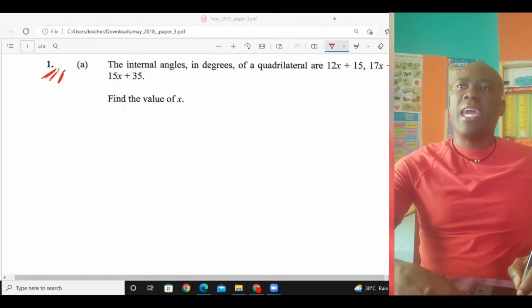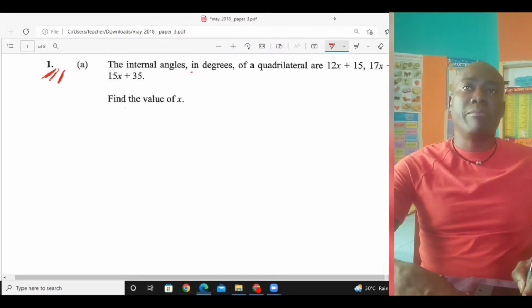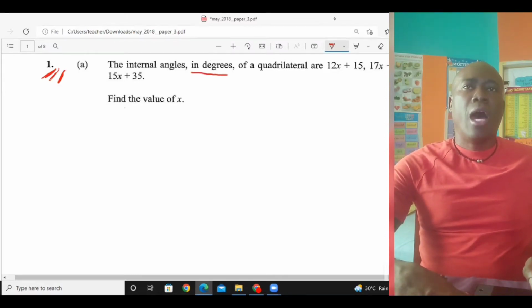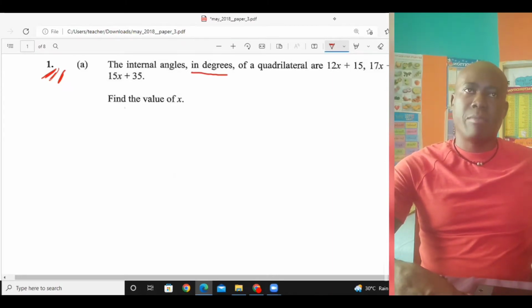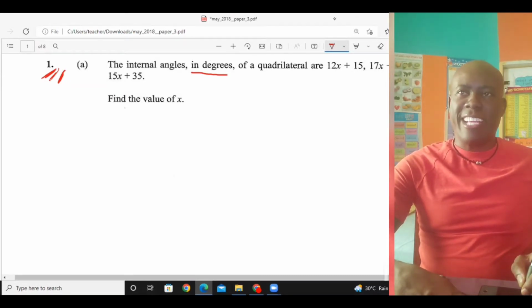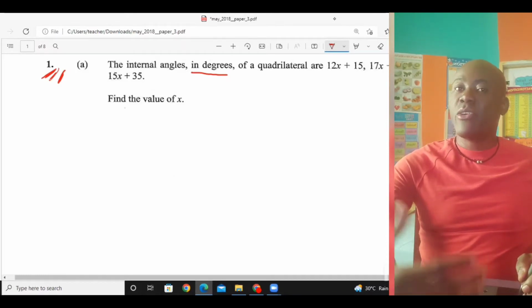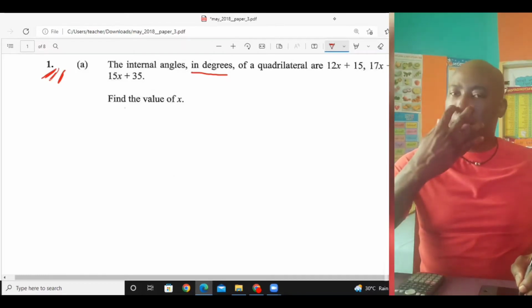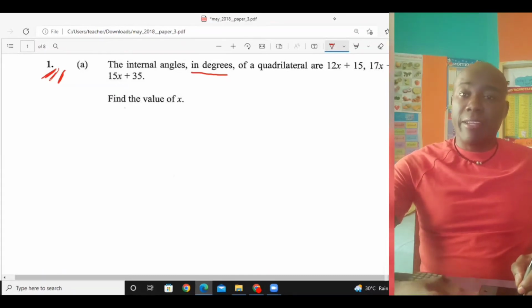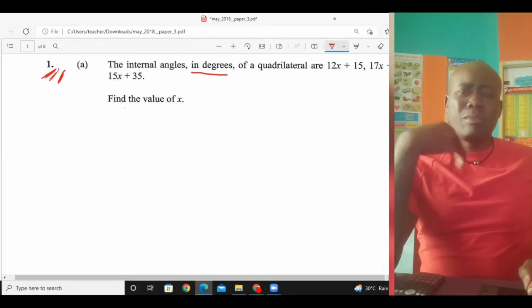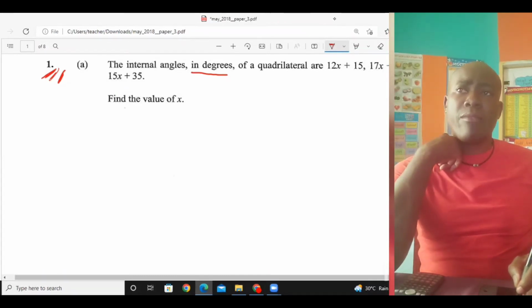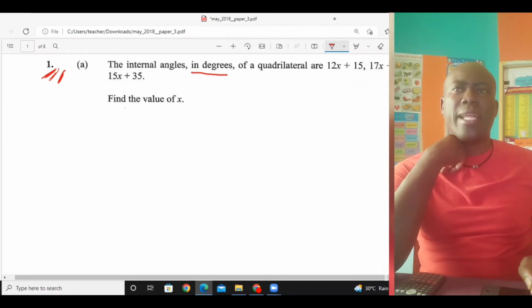It says the internal angles in degrees of a quadrilateral are 12x plus 15, 17x minus 10, x plus 50, and 15x plus 35. So guys, there it is. We have a quadrilateral, and a quadrilateral is a four-sided figure that has four angles. We're given the four angles. They want us to find the value of x.